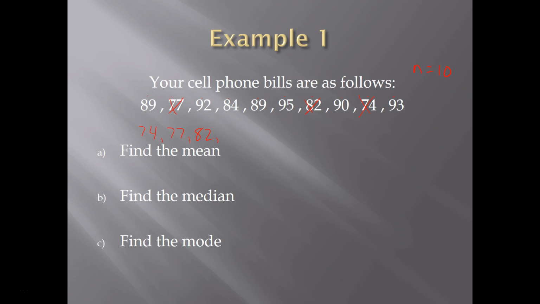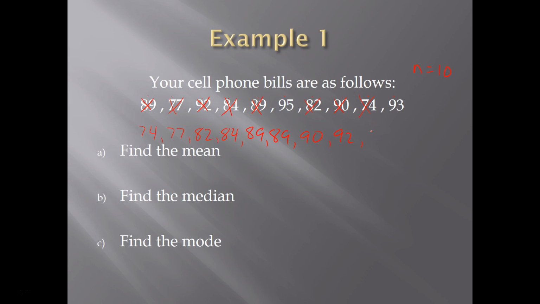After 82, the next biggest value is 84, so let's rewrite that in order. After 84, the next biggest one is over here, it's 89. Now over here, there's actually another 89, so let's take that 89 and put it in order. After that 89, the next biggest one is 90. Let's put that up there. And then after 90, our next biggest one is 92.